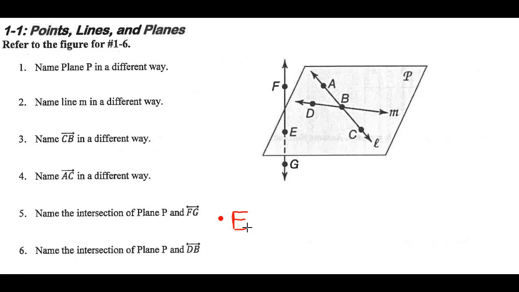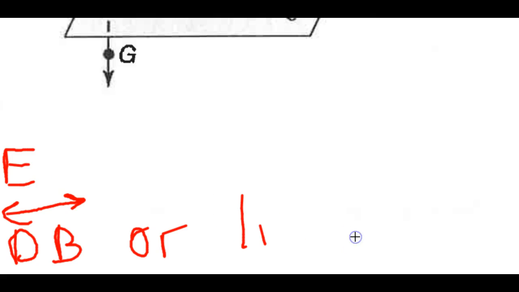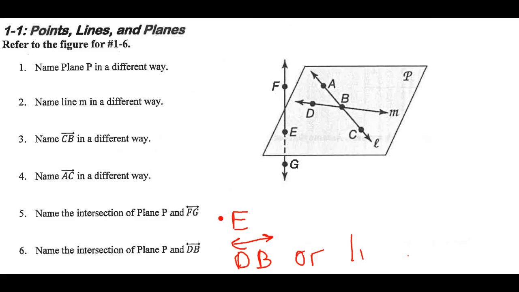So the next one's a little bit different. Intersection of plane P and line DB. Well, DB lives in that plane. So we could just simply say that DB is the intersection of it. Where do they intersect? They intersect anywhere you're on that line DB, you're still living in that plane P. Or I suppose we could say line M. So DB or line M. For some reason, when I make some of those symbols, it automatically zooms in. So I am not going to do that again.